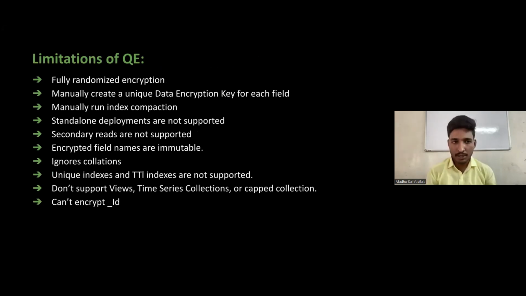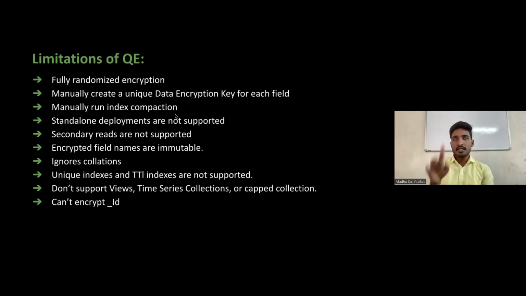The limitations of queryable encryption. It is a fully randomized encryption, so deterministic encryption is not possible. We need to manually create a unique data encryption key for each field. Index compaction also needs to be run manually only. Automatic index compaction is not available.